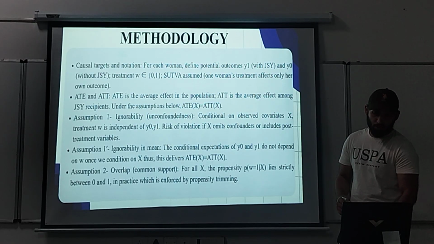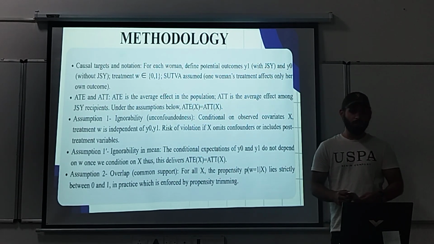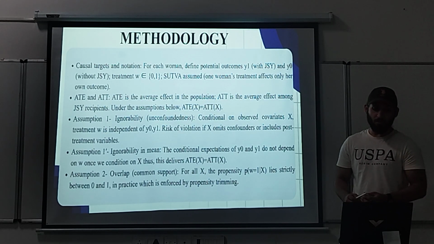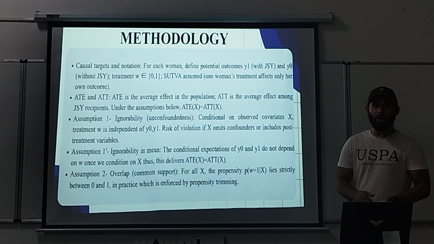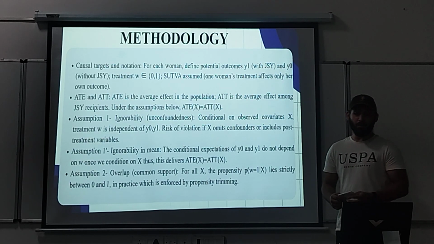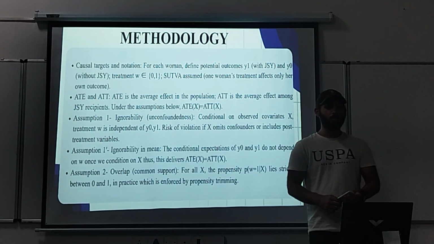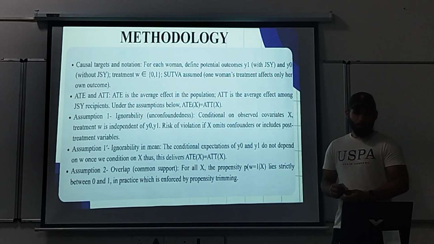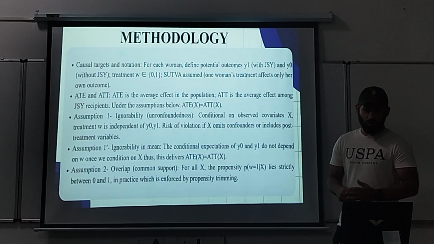Now let's discuss the methodology used in our study. The core causal targets are the potential outcomes for each woman. For each woman, we define two potential outcomes, Y1 with GSY and Y0 without GSY. The treatment W is defined as belonging to the set {0, 1}, where W equal to 1 indicates treatment and W equal to 0 indicates no treatment with GSY.